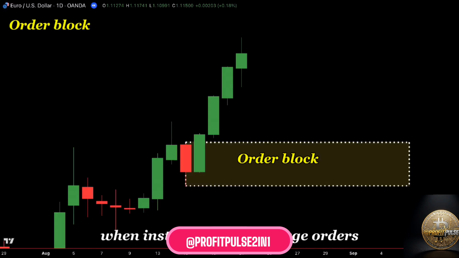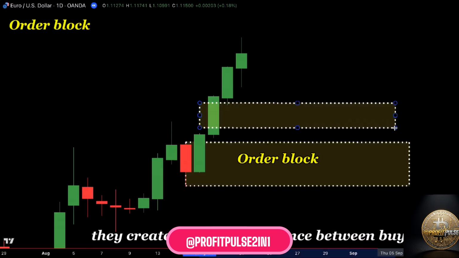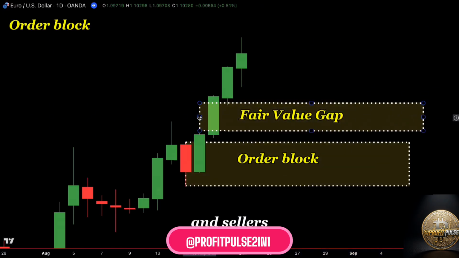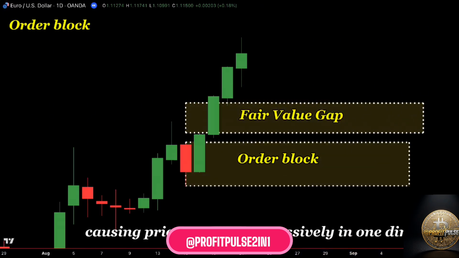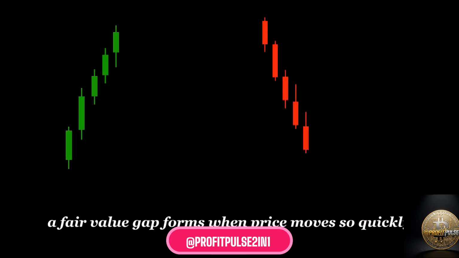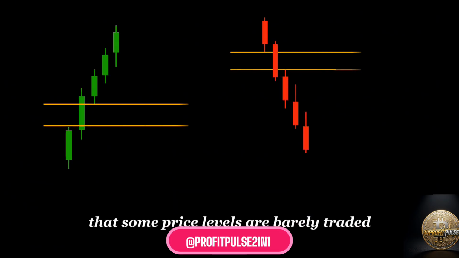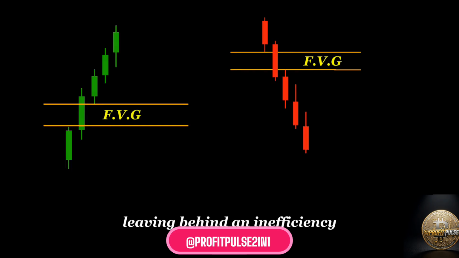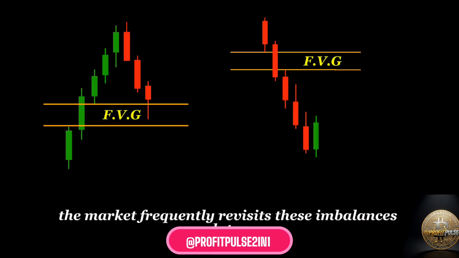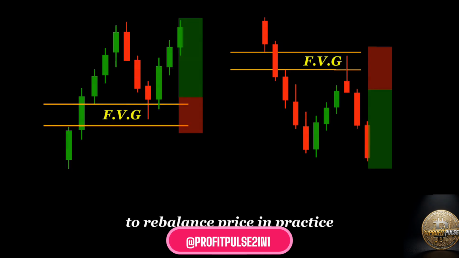When institutions place large orders, they create a strong imbalance between buyers and sellers, causing price to move aggressively in one direction. This imbalance is often visible through a fair value gap, or FVG. A fair value gap forms when price moves so quickly that some price levels are barely traded, leaving behind an inefficiency or imbalance in the market. The market frequently revisits these imbalances later to rebalance price.